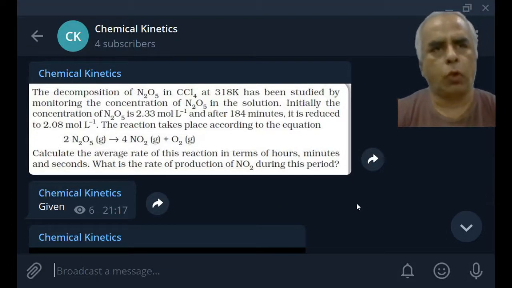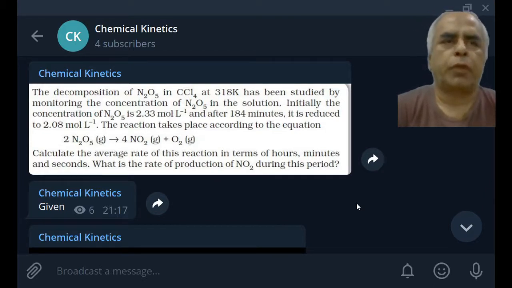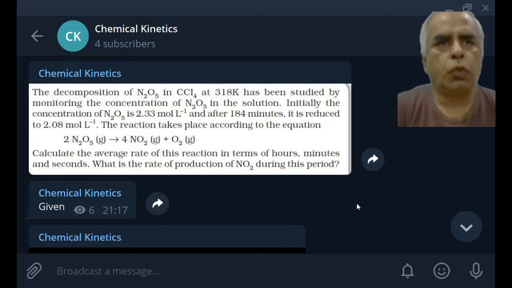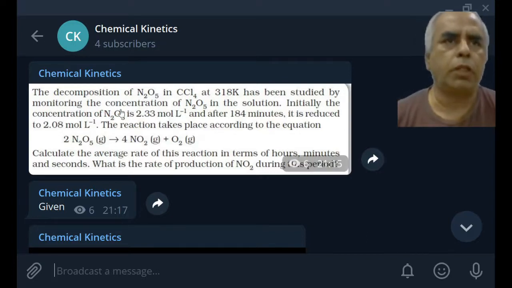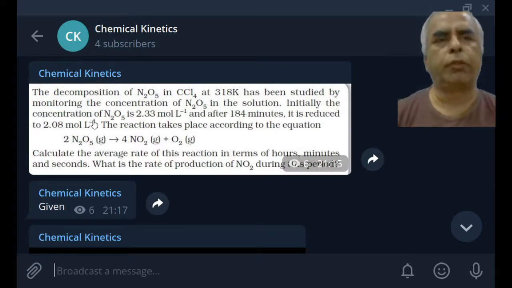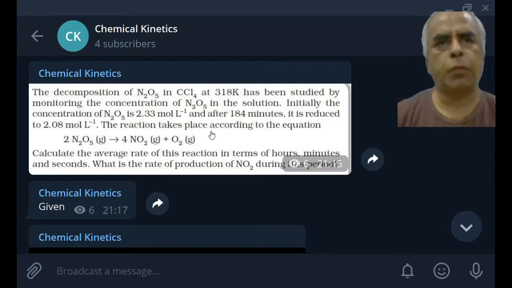Let us consider this problem in chemical kinetics. The decomposition of N2O5 in CCl4, carbon tetrachloride, at 318 Kelvin has been studied by monitoring the concentration of N2O5 in the solution. Initially, the concentration of N2O5 is 2.33 mole per liter, and after 184 minutes, it is reduced to 2.08 mole per liter. The reaction takes place according to the equation.